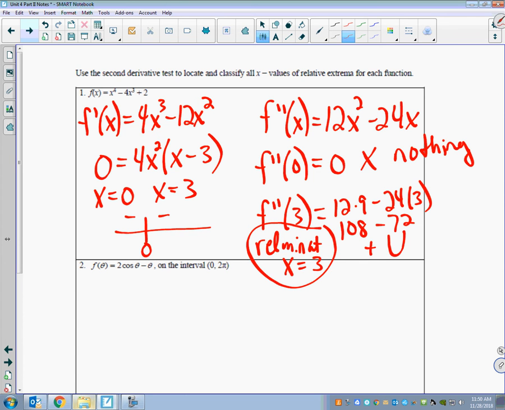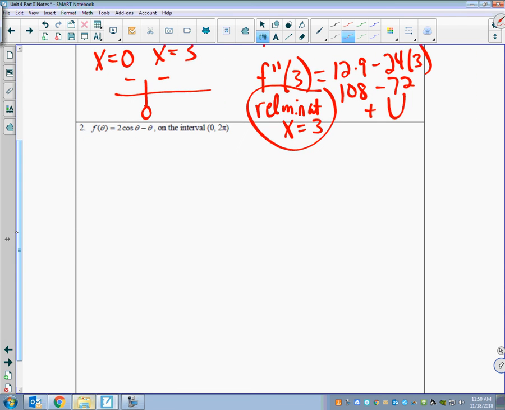Is that faster than the first derivative test? I don't know. But it's something that is one of the standards that we're supposed to teach. On a test, can you always go back and use the first derivative test? Yes. Are there times the second derivative might be easier? Yes. So just know that. So let's do this one.